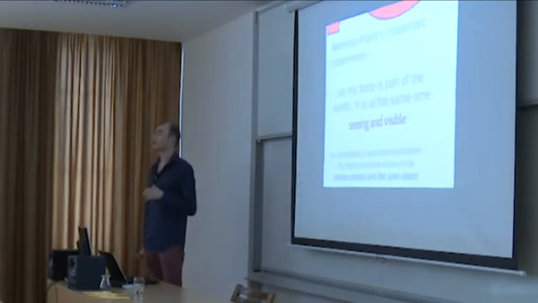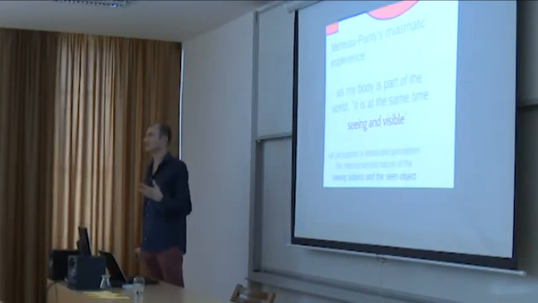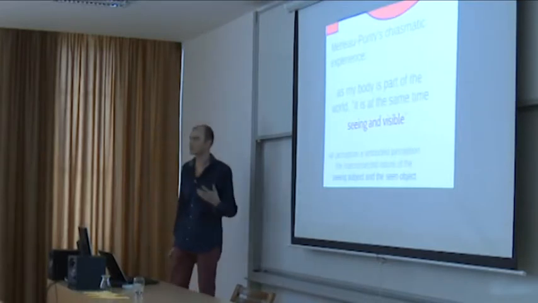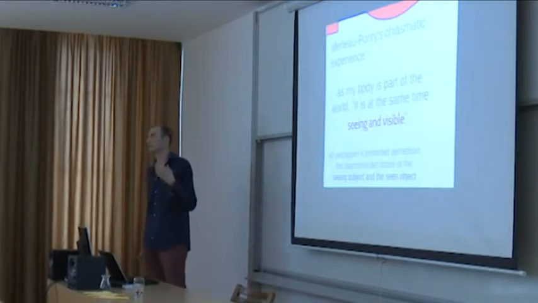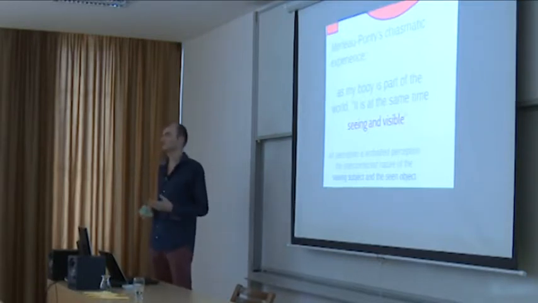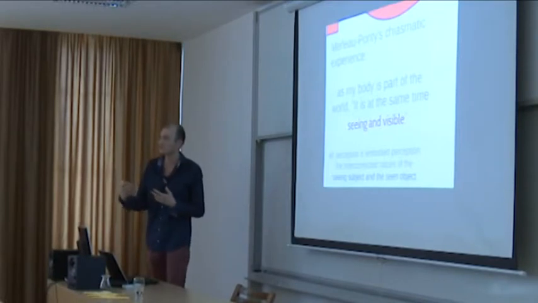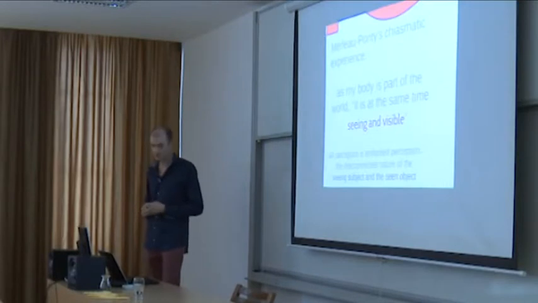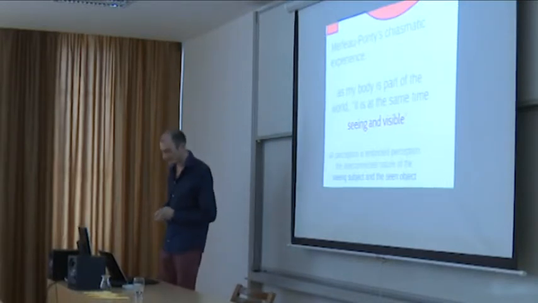And this is where his very famous concept of chiasm, or chiasmatic structure, comes from. He says that my body is part of the world, and it's always a seeing and a seen object of the space. He says that one of the most important elements of human, everyday experience is that we are always visible when we observe, when we see. And this is why he talks about a seeing subject and a seen object at the same time.